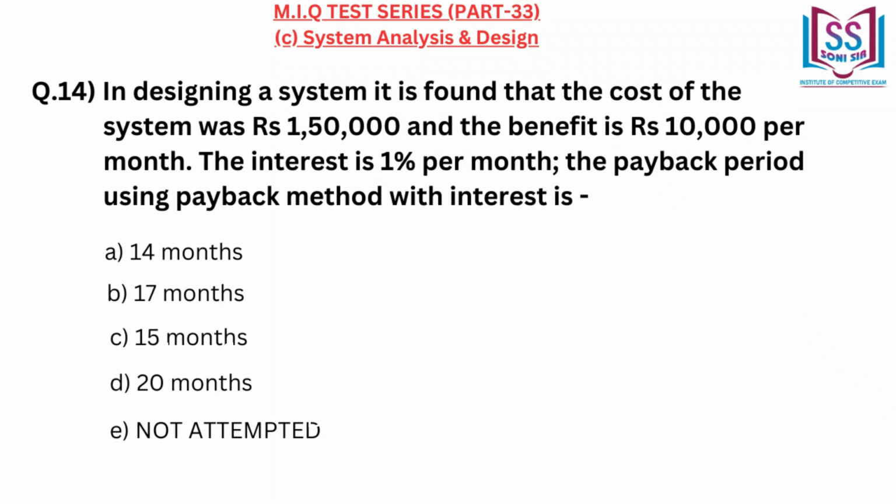In designing a system, it is found that the cost of the system was Rs 1,50,000 and the benefit is Rs 10,000 per month. The interest is 1% per month. The payback period using payback method with interest is A. 14 months. B. 17 months. C. 15 months. D. 20 months.